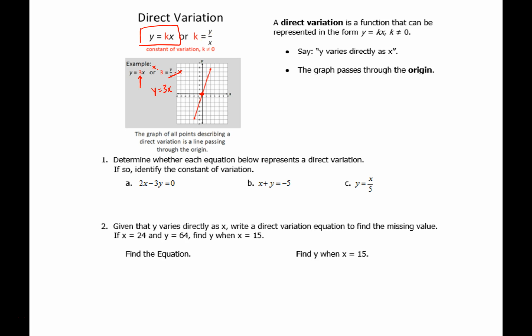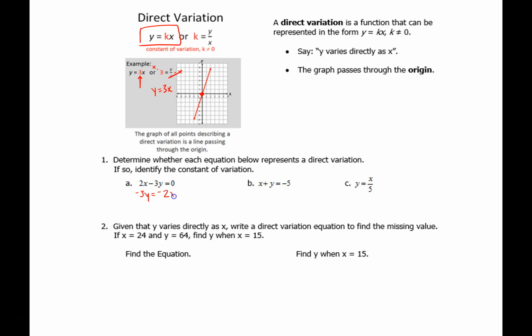Okay, so let's at first just figure out which equations are direct variation. So if we look at this first one, 2x minus 3y is equal to 0. Let's solve it for y so that we can see what it looks like. So let's subtract 2x from both sides first.